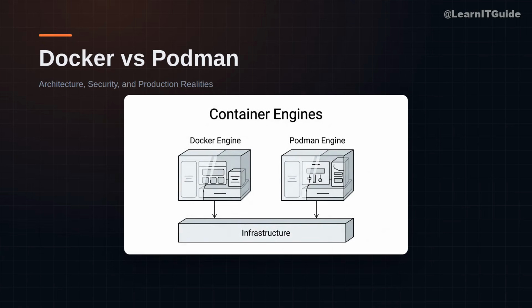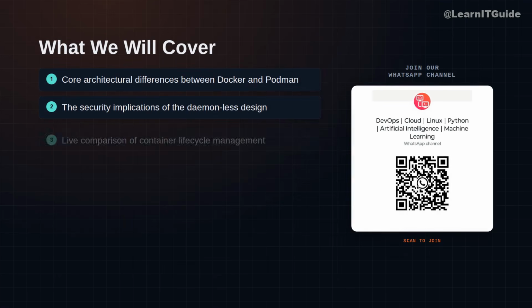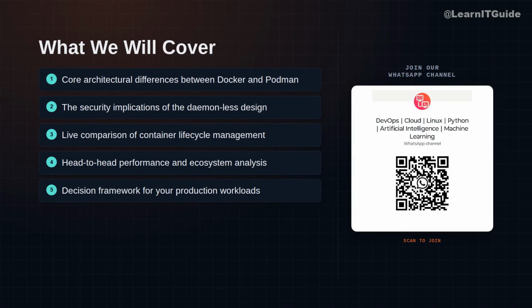This is the definitive guide to understanding how these two engines actually function under the hood. We are moving beyond the surface-level comparisons to look at the operational impact on your infrastructure. Specifically, that includes the architectural differences, the security model, container lifecycle management, performance benchmarks, and a final decision framework. These are the topics we are going to cover in this video. So do not skip ahead. Watch all the way through to actually understand this properly.